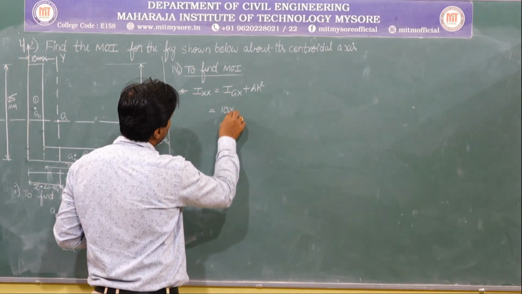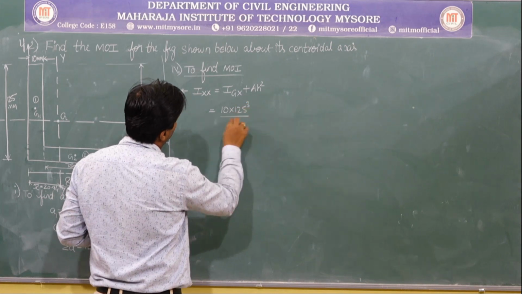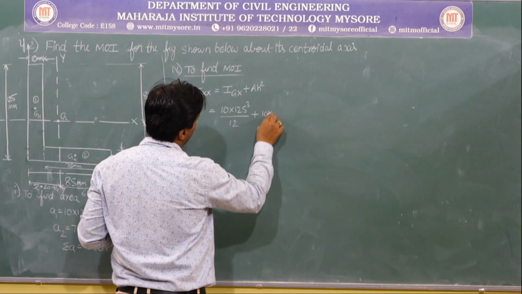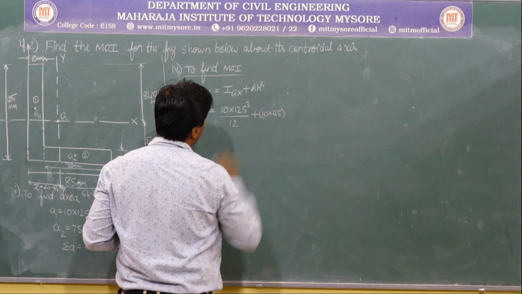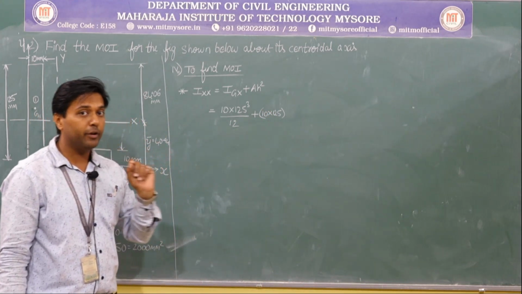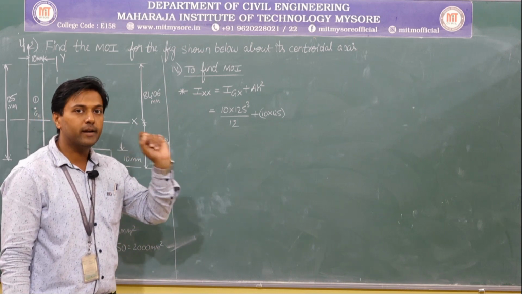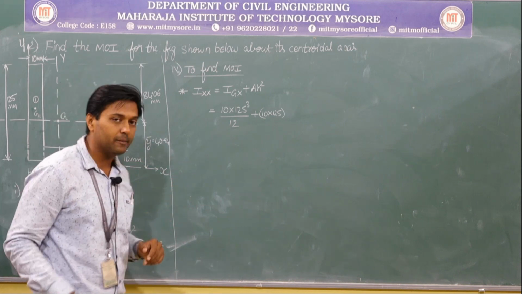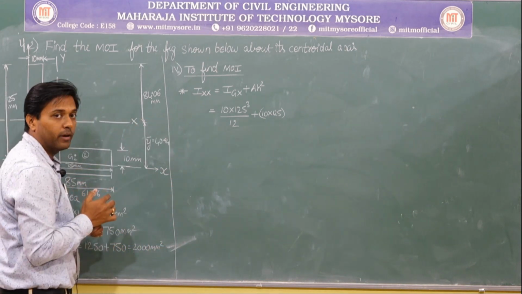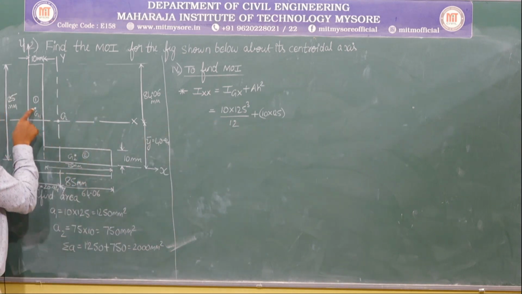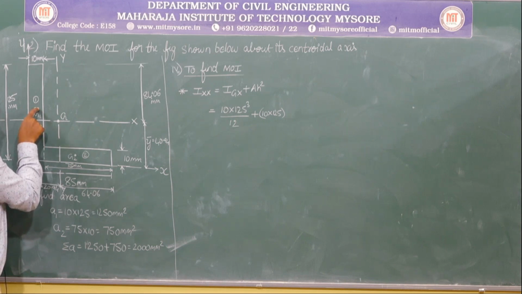So BD cube by 12 plus area 10 into 125 into H square. That is very important. What is that H square? Be careful now. It is the distance between the centroid of the Kernson diagram till the XX axis. Observe, because I want everyone to concentrate here. Yes, I need to touch the XX axis. This distance I want. How to calculate it?